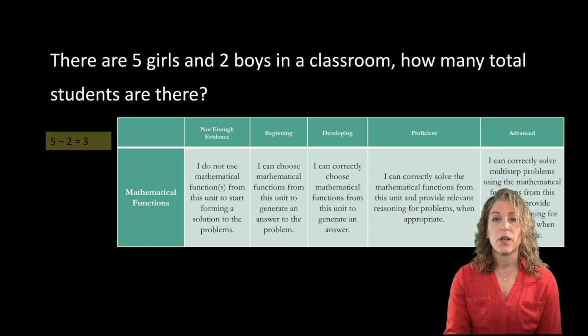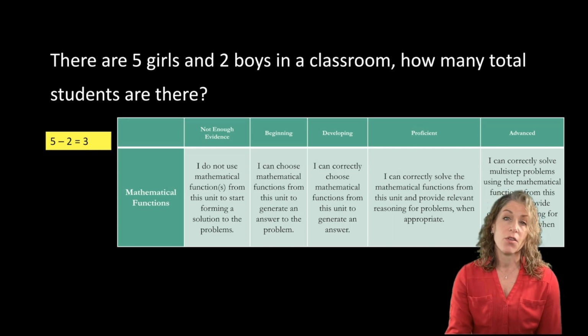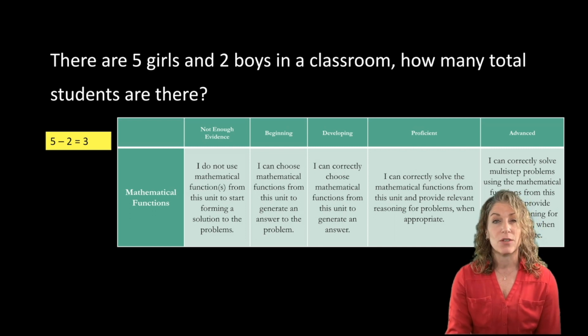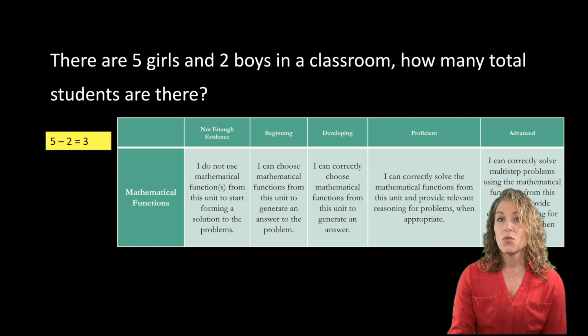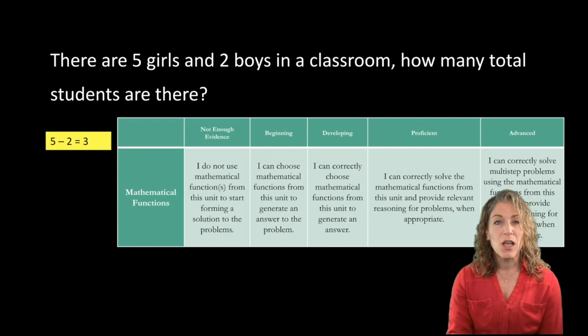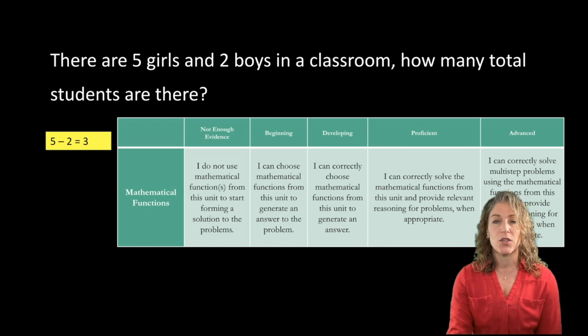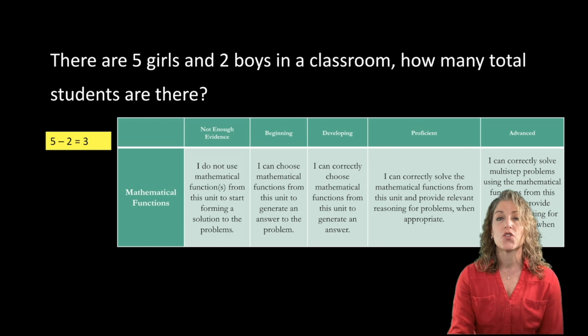So if the student writes 5 minus 2 equals 3, they've earned beginning. They chose the subtraction function and generated an answer, 3, to that problem. Wrong function and therefore wrong answer. Note that in this case the arithmetic was done correctly. 5 minus 2 is indeed 3, but we aren't scoring that according to this rubric. Note also that you could, by changing the beginning level statement to generate a correct answer based on the chosen function, give that feedback, but that's not what this group did.